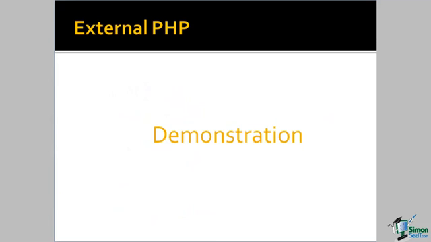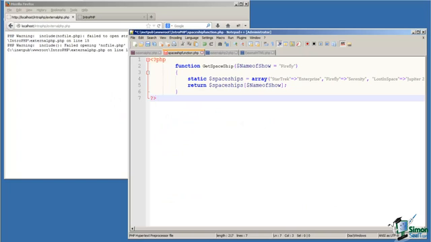So let's go look at some code. We've taken our function from the last demonstration, the getSpaceship function, and we've put it in a separate file. We call the file spaceshipfunction.php. The function does what it was doing in the last demonstration. It looks up, based on the argument passed to it, a value in an associative array and returns that to the user.